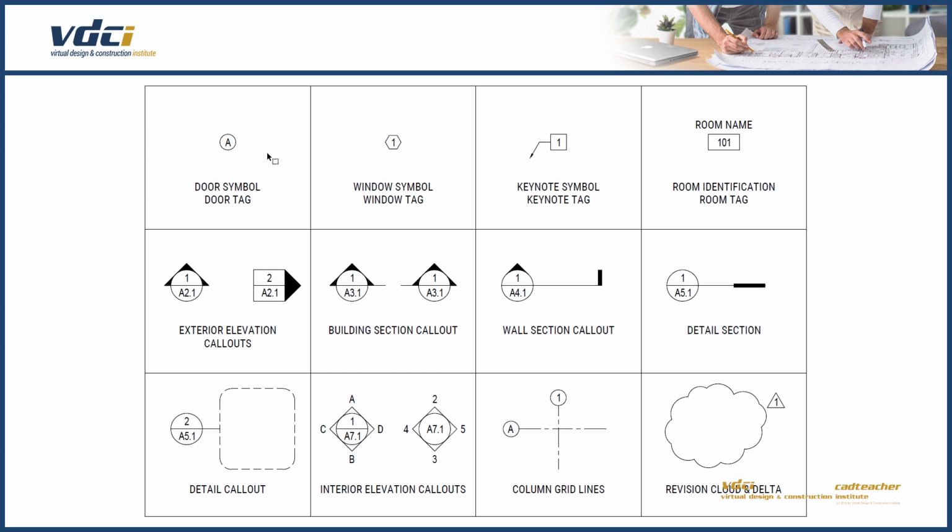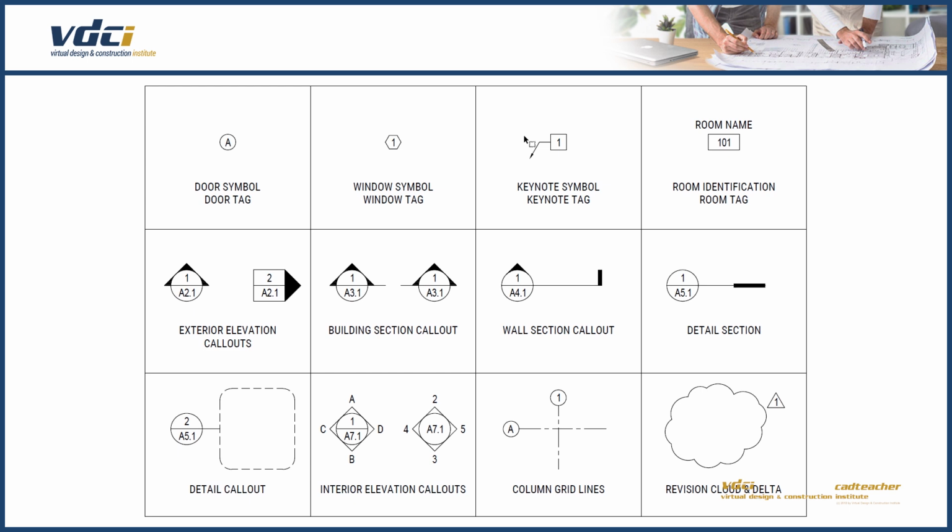For the windows, we might have somebody using a hexagon adjacent to the window. The hexagon would include a number inside it, and the number would then relate over to a window schedule, and in the window schedule, the specifics of the window would be detailed.